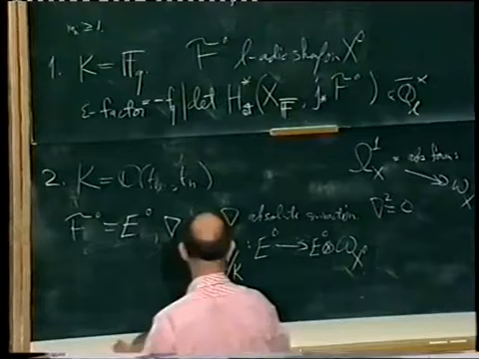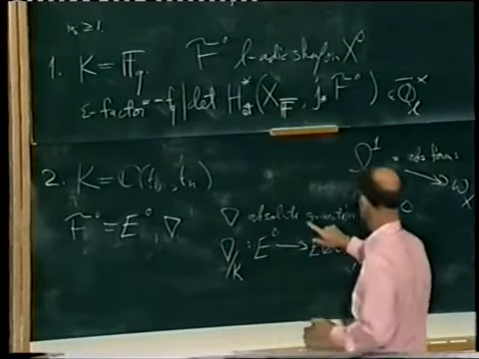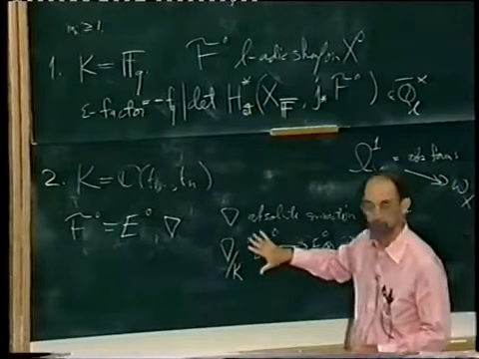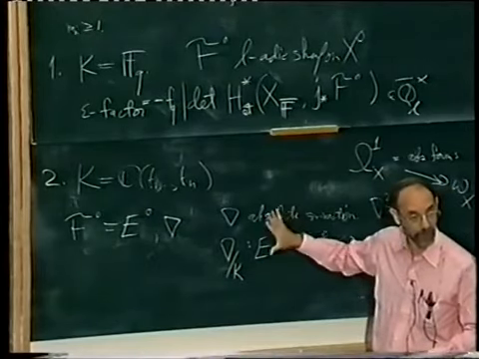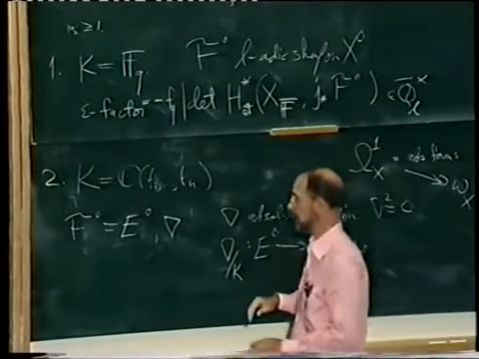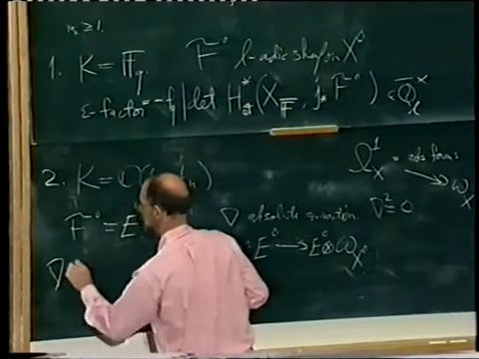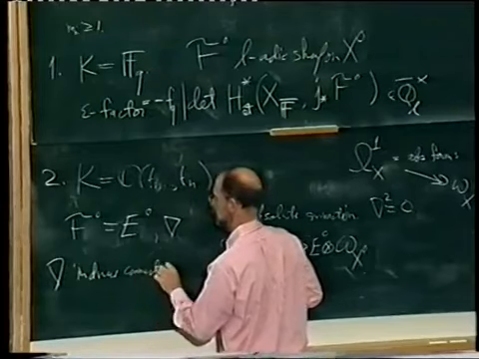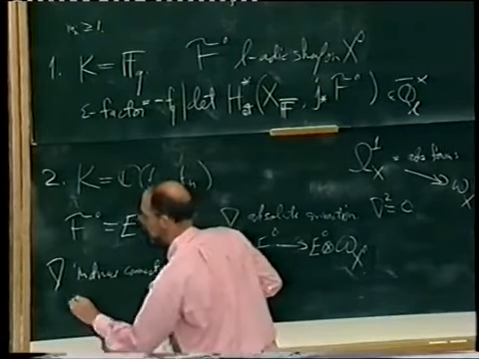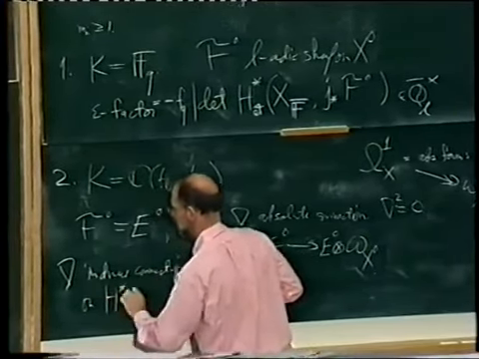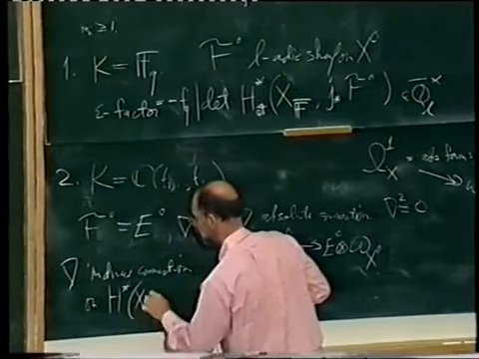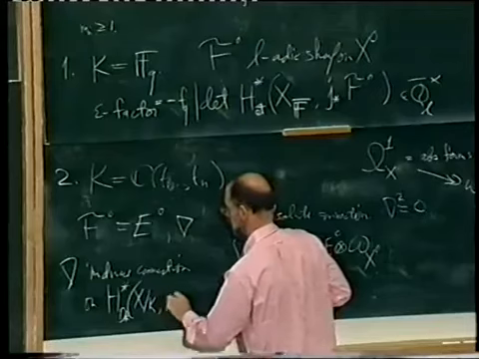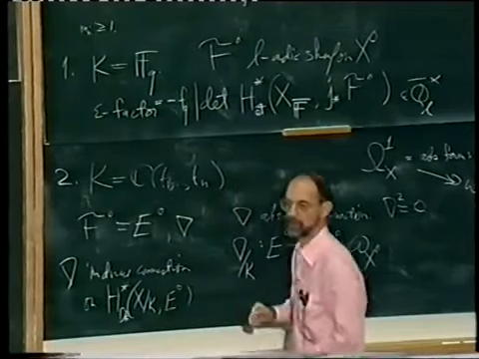Because you have an absolute connection, you get a connection on the relative de Rham cohomology. So nabla induces a connection on the H star of X over K, de Rham.